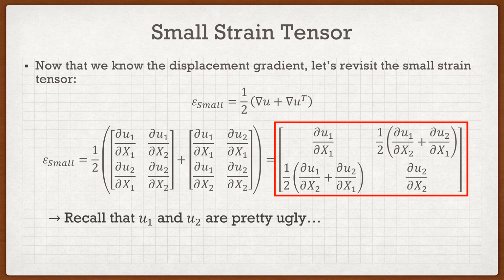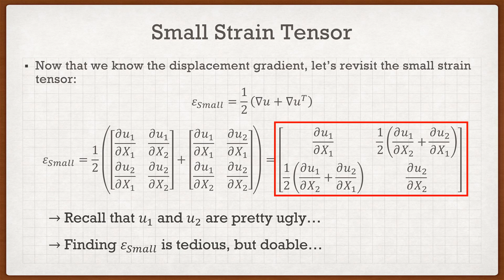Well, u1 and u2 are pretty ugly, so taking those partial derivatives is pretty gross. But if we look at this one, we can find E small. It's going to be very tedious, but it's doable. So here's where we're getting on that line where it's easy to do. The formulations are easy, but it's going to be kind of messy, kind of tedious. By this point, we're probably saying, okay, Mathematica is looking pretty sexy right now.